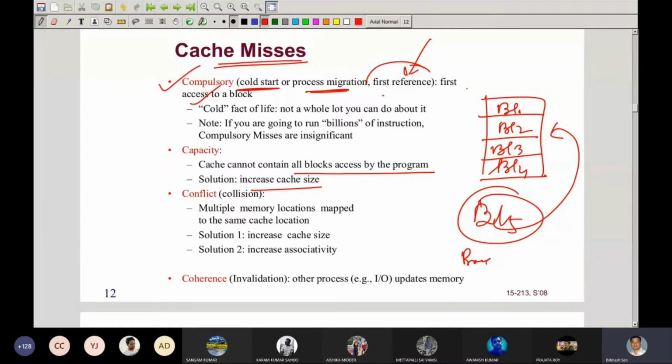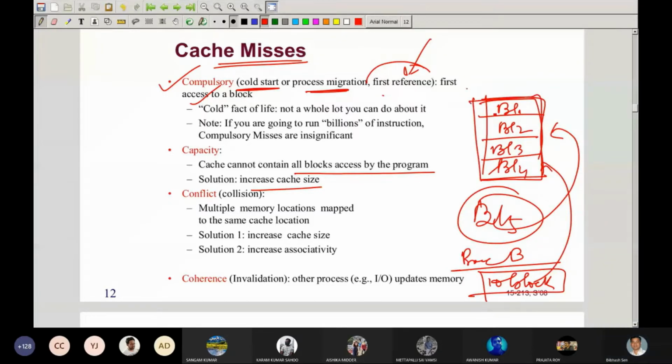Suppose process B has 10 blocks, but all the blocks cannot be loaded in the cache, because only 4 at a time can occupy it. Are you getting my point? So my requirement does not fit. The cache cannot contain all blocks accessed by the program, so you have to increase the cache size. So it is a capacity miss. That means my requirement is not placed.